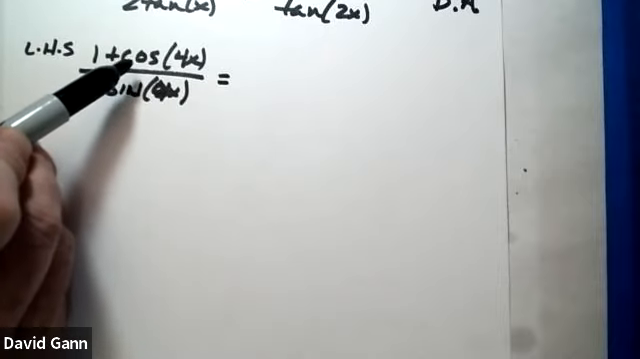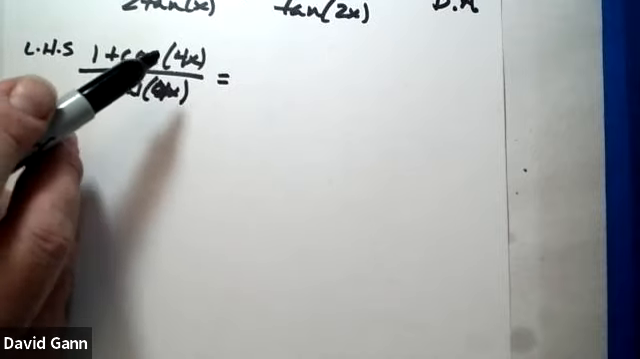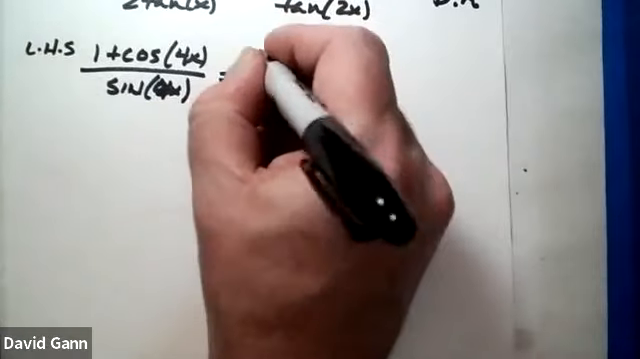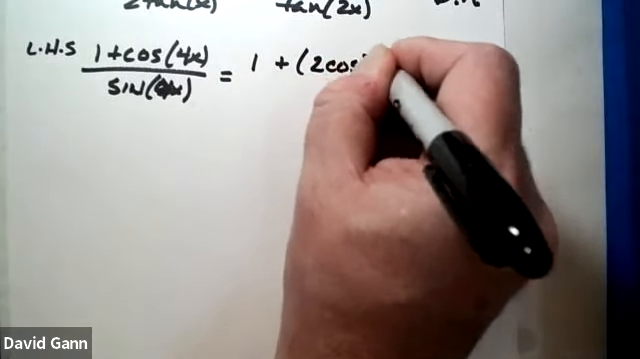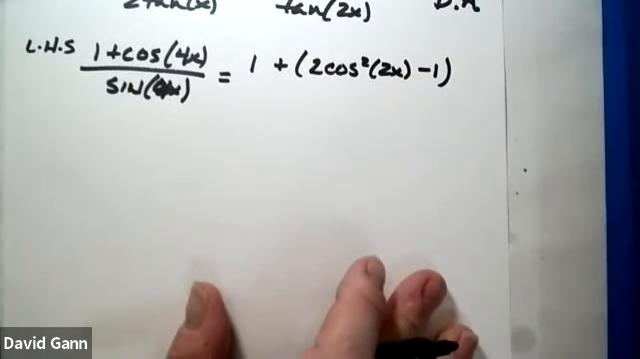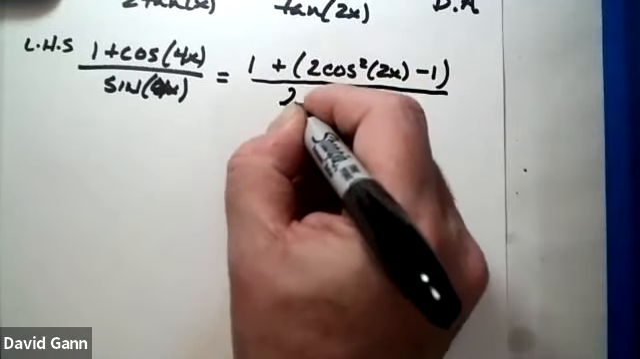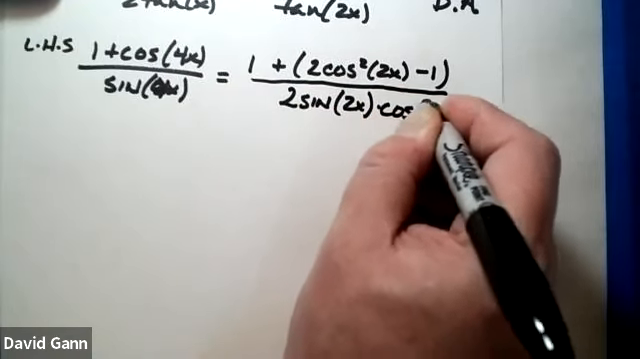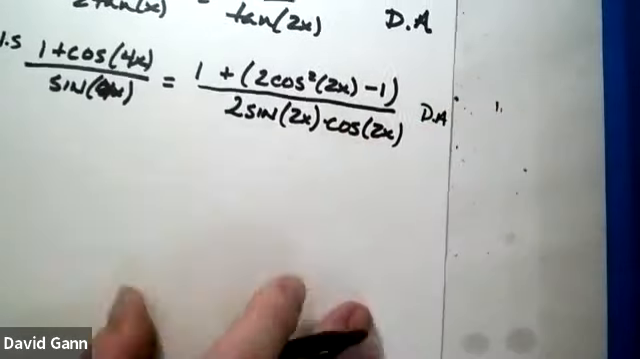And with cosine, I have some choice. What I'm going to use is actually the third one, because I think it's going to make things clean up a little bit. Okay, so I have 1 plus the quantity 2 cosine squared of 2x minus 1 in the numerator. And in the denominator, I've got 2 times sine of 2x cosine of 2x. Those are all double angles.